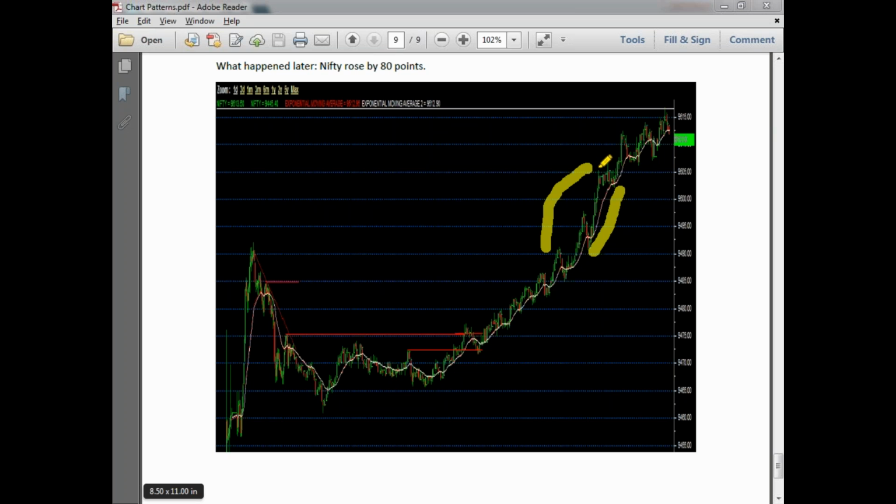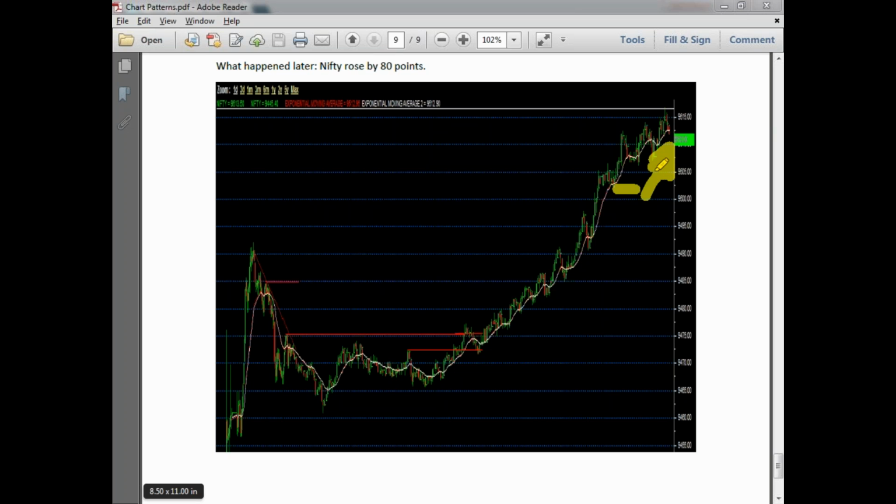When it goes above this 9,505 levels, look at this, it almost came to 9,500 levels. However, it was a point or two lesser, and afterwards it went higher. Okay, so this is what it did.